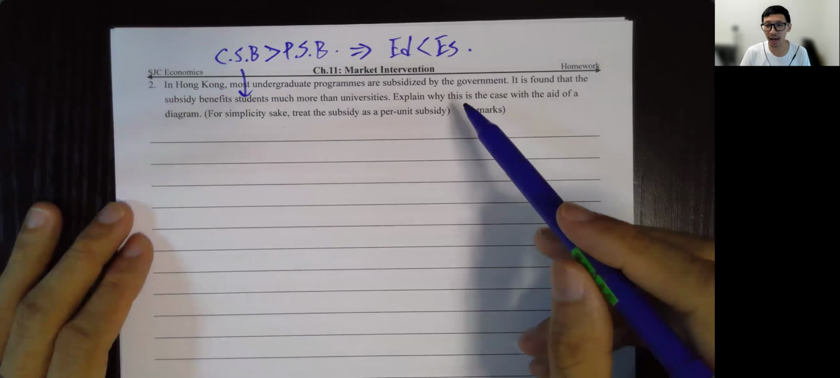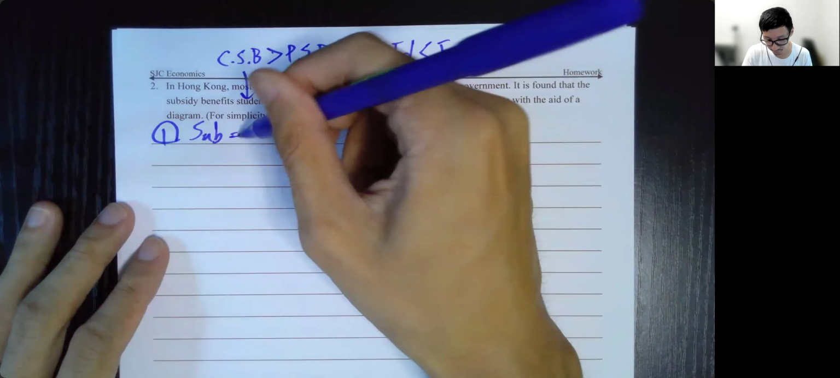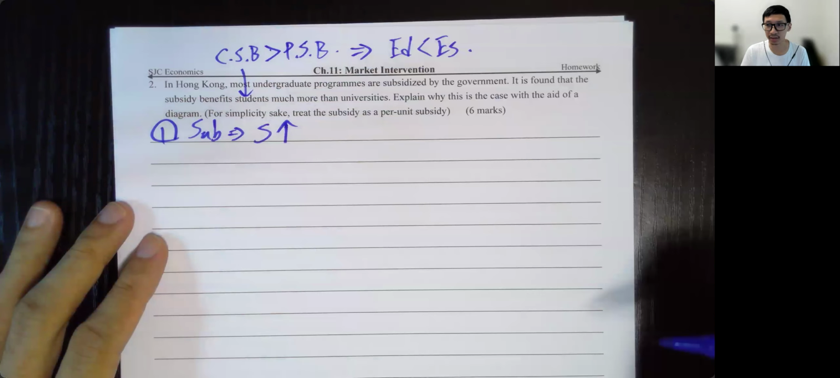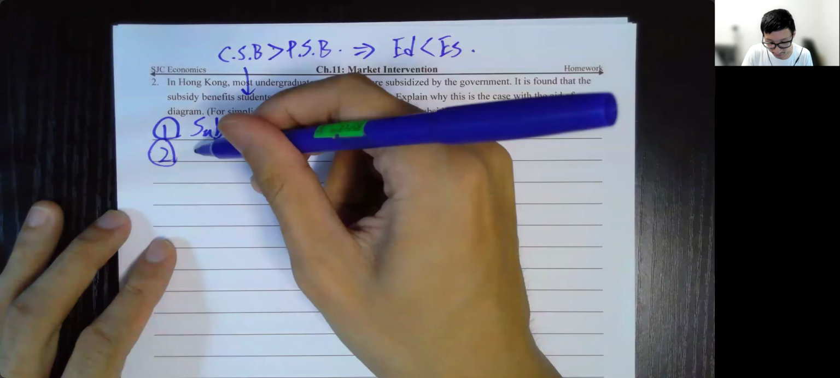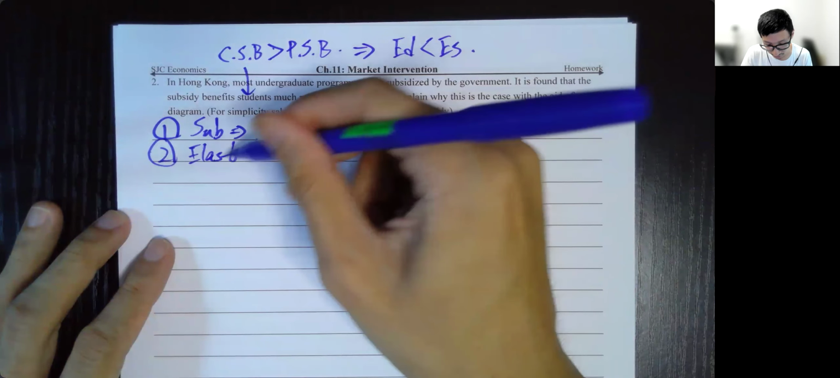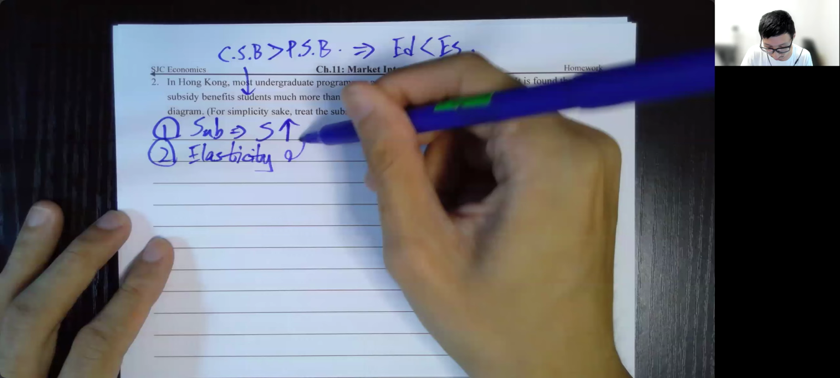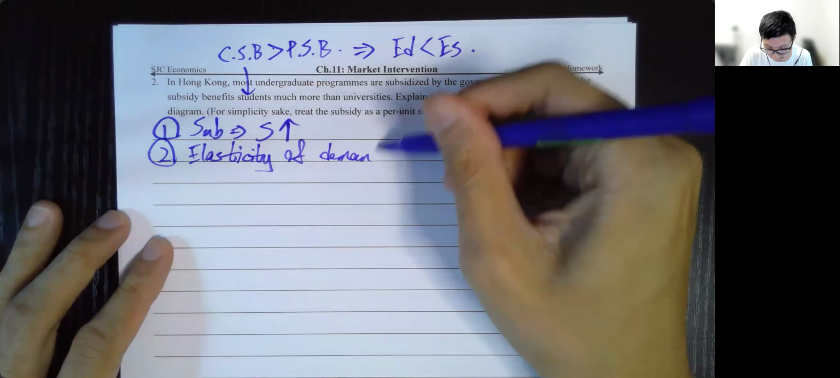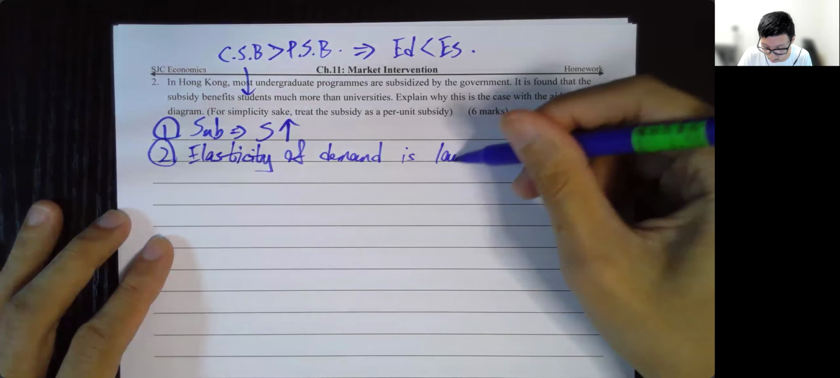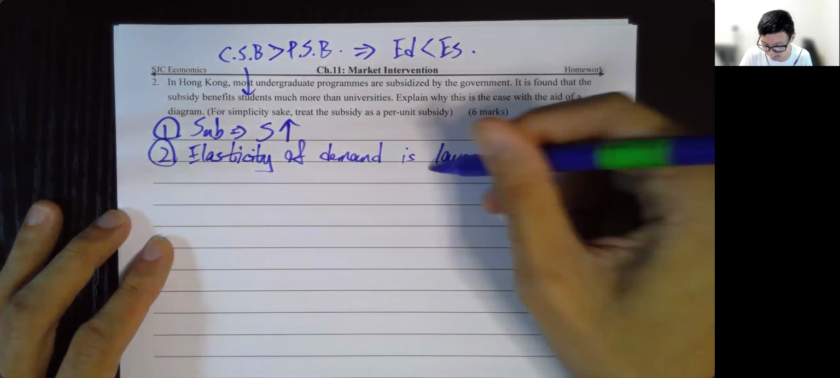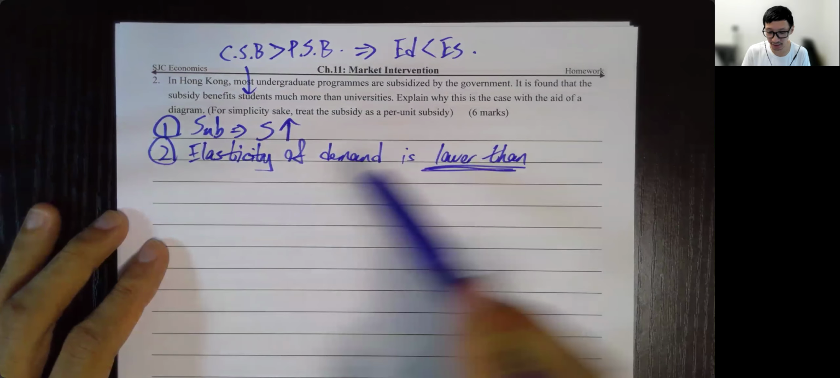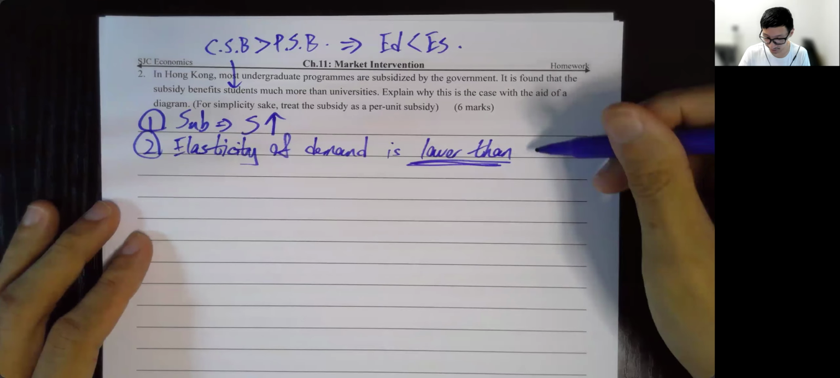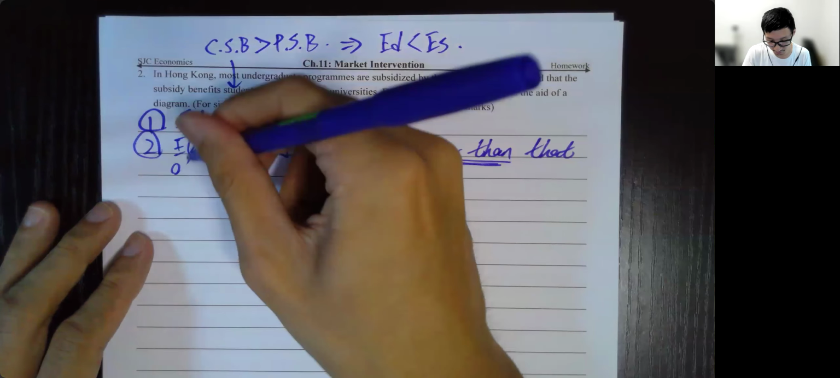Now, remember, we first need to state that because of the subsidy, supply would increase. Now, this is very important, okay? Don't miss out this one. Then we say, the elasticity of demand is lower than supply. Not elastic or inelastic, but lower, more elastic, less elastic. In this case, demand is less elastic than that of supply.